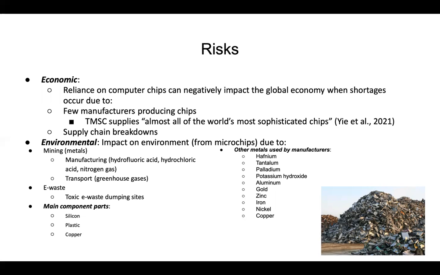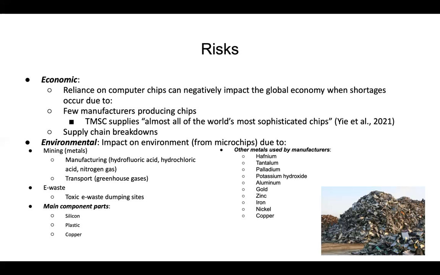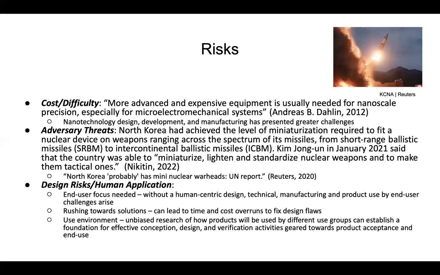innovative solutions. Threats from bad actors are another significant risk of miniaturization. In recent years, North Korea's leader, Kim Jong-un, announced its country was able to miniaturize, lighten, and standardize nuclear weapons and to make them tactical ones. So we see a picture of some of the nuclear testing, some of the rockets that they've fired off, and it's obviously a significant threat to us. Threats like these are made possible by miniaturization, and present challenges to global security as North Korea and other hostile actors harness these technological capabilities.